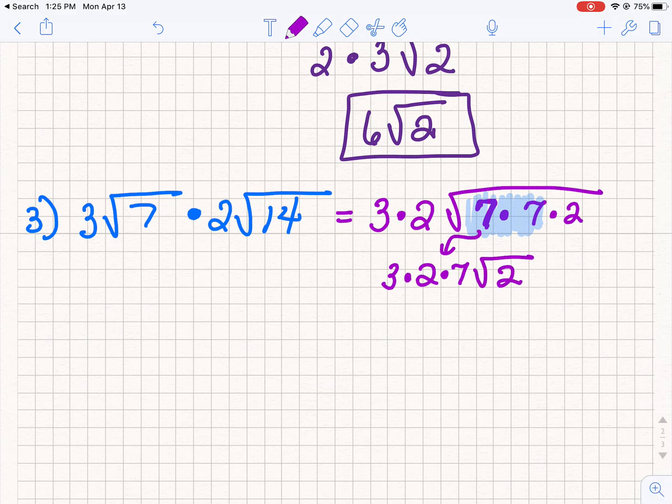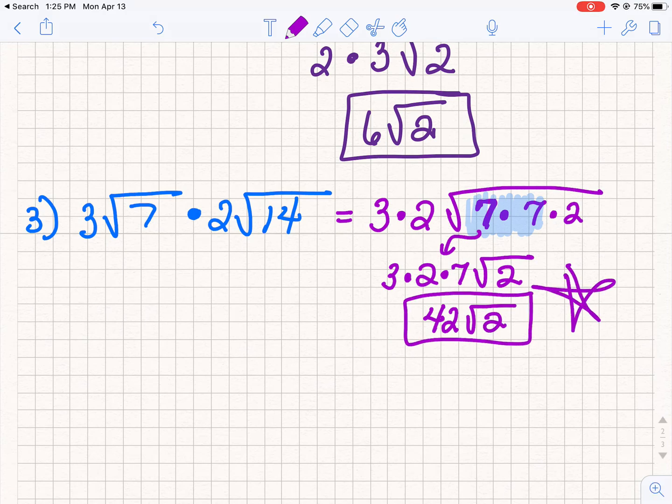And then we just multiply what's on the outside. 3 times 2 times 7. And that's 42 root 2. Did you get it right? If you did, put a giant star next to it. You know what you're doing.